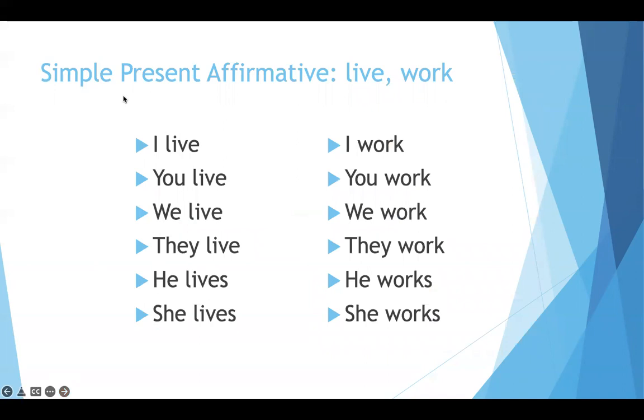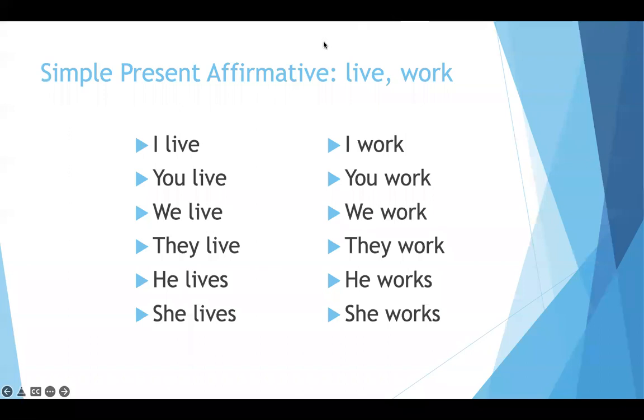And a little bit more grammar. So this is the simple present affirmative using the verbs live and work. I live, I work. You live, you work. We live, we work. They live, they work. He lives, he works. She lives, she works.